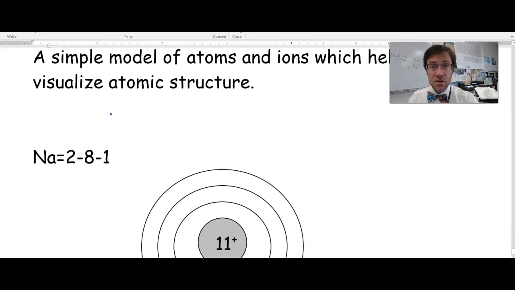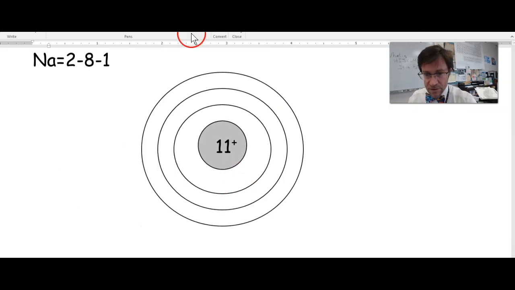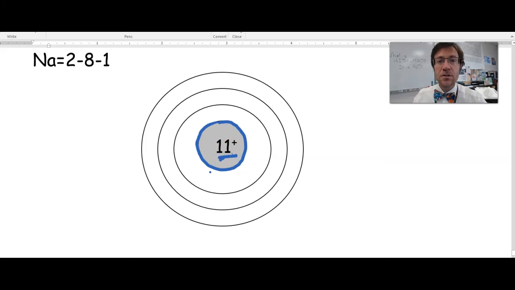The first thing we do to draw a Bohr diagram is we take a circle and in it we write the nuclear charge. So for this one, the nuclear charge is going to be 11. That is sodium. You dig?